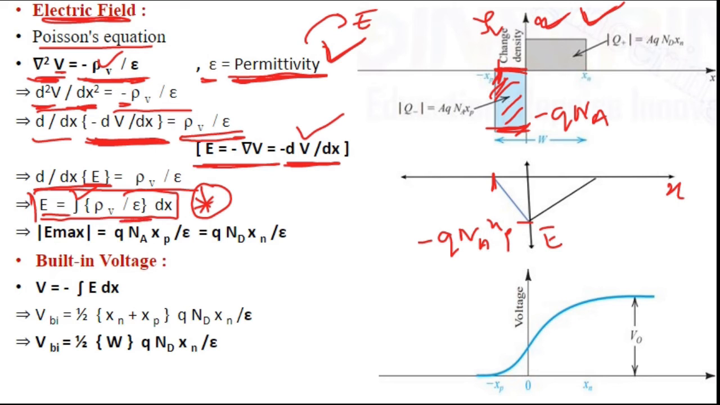So the area of the rectangle is minus q times Na Xp, and we have to divide by epsilon. So this portion will increase up to the maximum level when we integrate this rectangle, which is q times Na Xp by epsilon. Similarly, for this rectangle, we know that the area under this rectangle is the same as this. So these two rectangles have the same area. Now the electric field will again start increasing because we are moving in the positive direction. So the electric field will increase up to Xn.